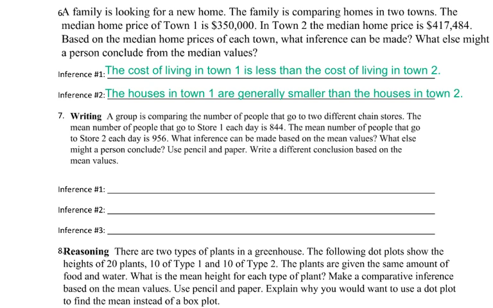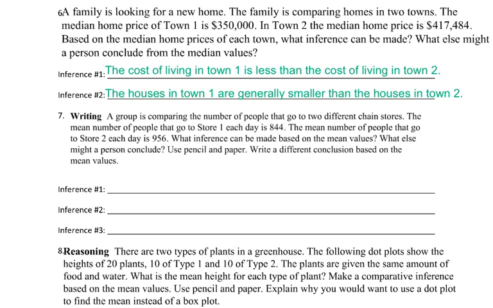Number 7. A group is comparing the number of people that go to 2 different chain stores. The mean number of people that go to store 1 each day is 844, and the mean number of people that go to store 2 each day is 956. What inference can be made based on the mean values? What else might a person conclude? And write a different conclusion based on the mean values. So basically they're just asking for 3 different inferences you can make because store 2 has more people going to it than store 1 each day.